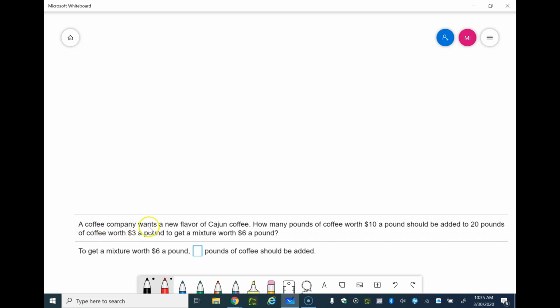So let's just read it piece by piece. A coffee company wants to create a new flavor of Cajun coffee. Obviously, this sentence has nothing to do with solving the problem, so I'm going to scratch that. How many pounds of coffee worth $10 a pound should be added to 20 pounds of coffee worth $3 a pound to get a mixture worth $6 a pound? Once again, that is way too confusing to read the whole thing and try to create an equation out of it. So let's just backtrack.